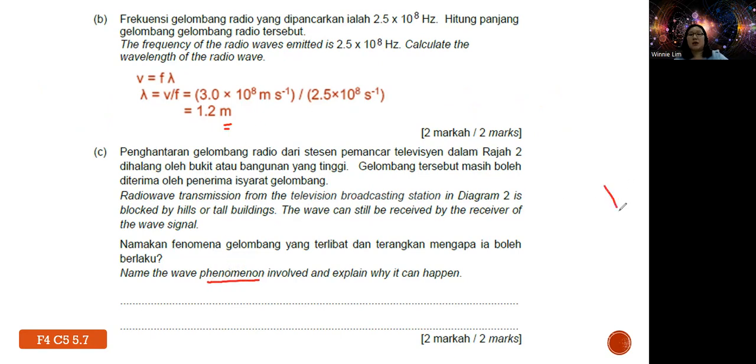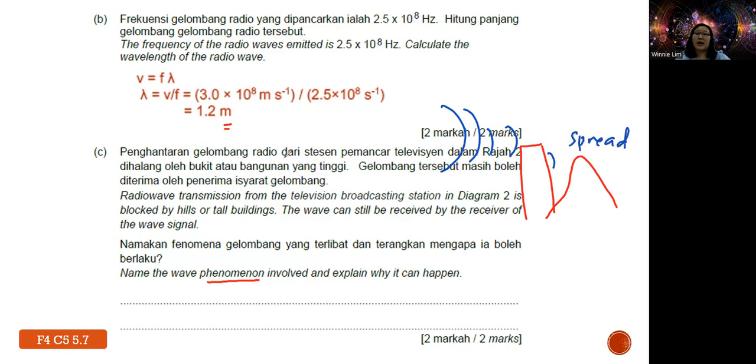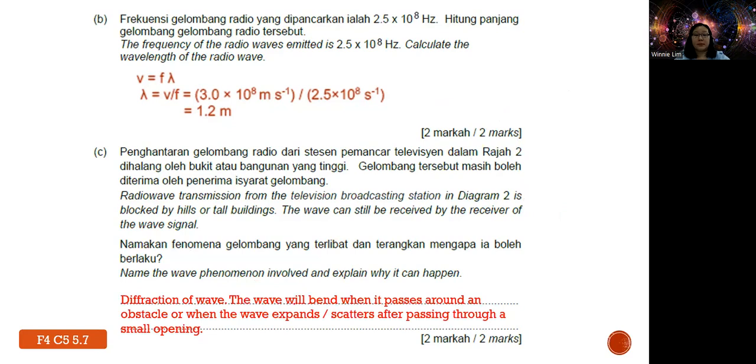Since there are a lot of hills and tall buildings, when the wave is traveling, what will happen is the wave passes around an obstacle or barrier. Therefore the wave basically will spread. This phenomenon is known as diffraction. When the wave spreads out, that's why they are still able to be received by the receiver, because they are bent around, or scattered after passing through a small opening or around a barrier.